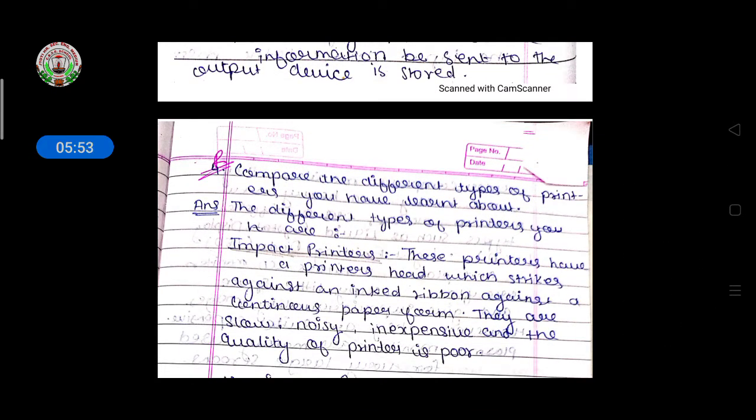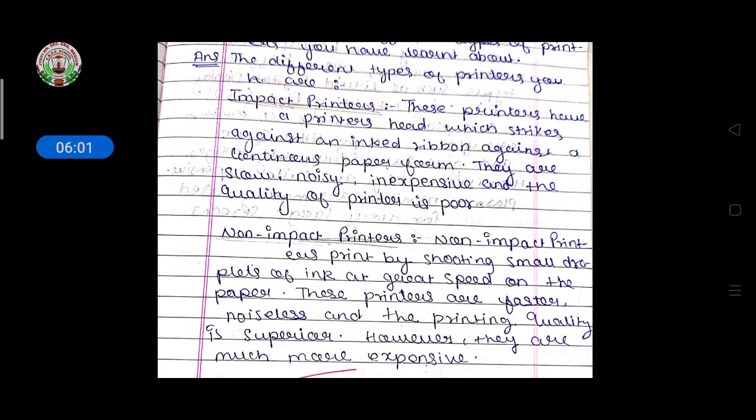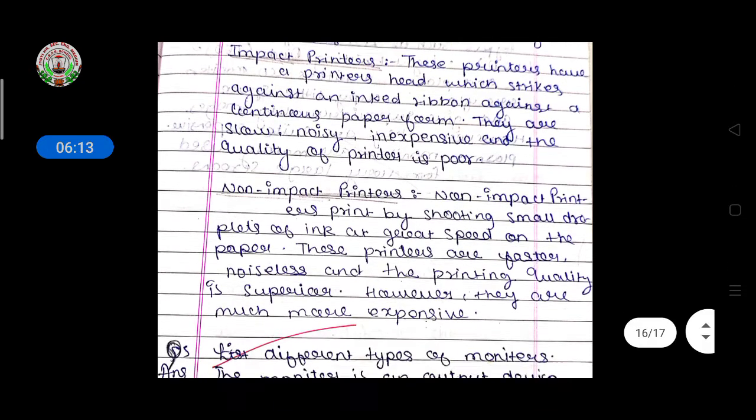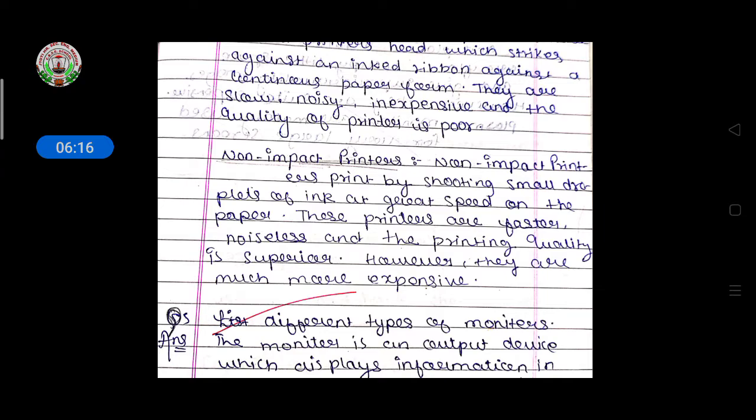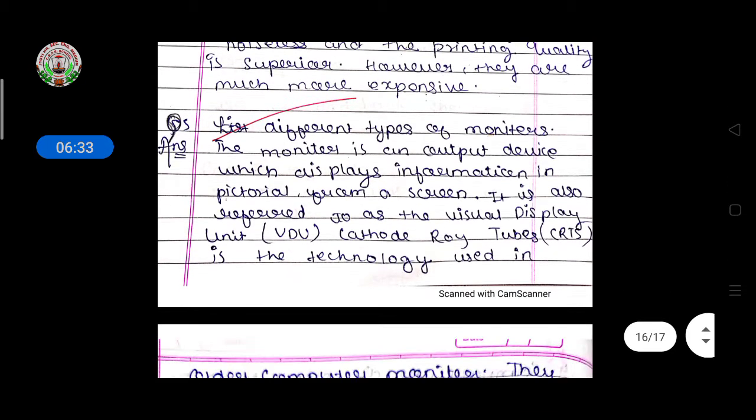Then compare the different types of printers. The different types of printers are impact printers and non-impact printers. Impact printers have a print head which strikes against an ink ribbon against a continuous paper form. They are slow, noisy, inexpensive and the print quality is poor. Non-impact printers print by shooting small droplets of ink at great speed onto paper. These printers are faster, quieter and the print quality is superior. However, they are more expensive also.